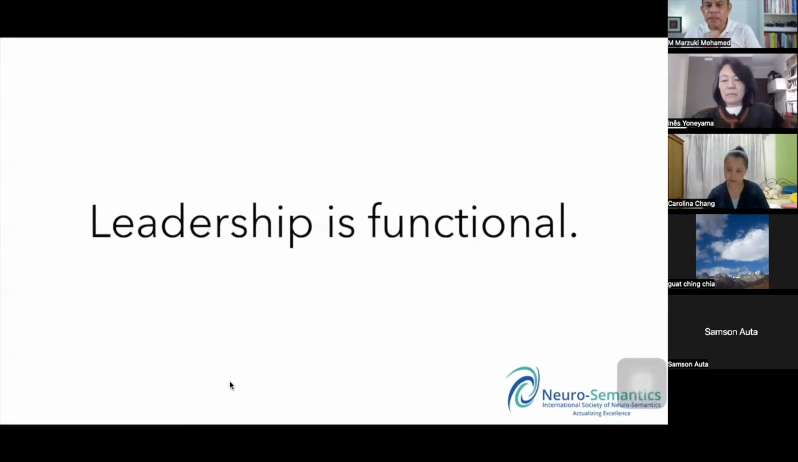Now, this concept of leadership is functional. It came out of Maslow's study of the Blackfoot Indians in 1936 in Alberta, Canada, as an anthropological study by Ruth Benedict, his mentor. What Abraham Maslow discovered was that leadership is functional during his studies.